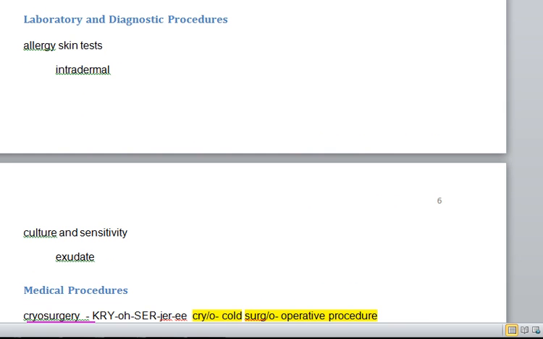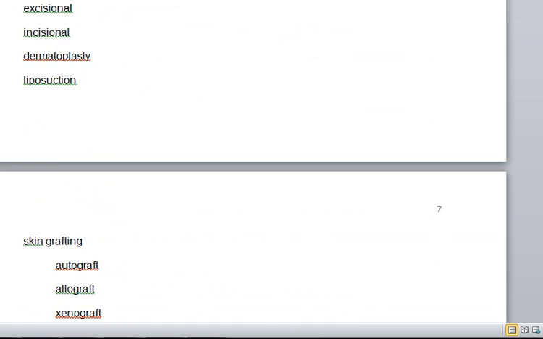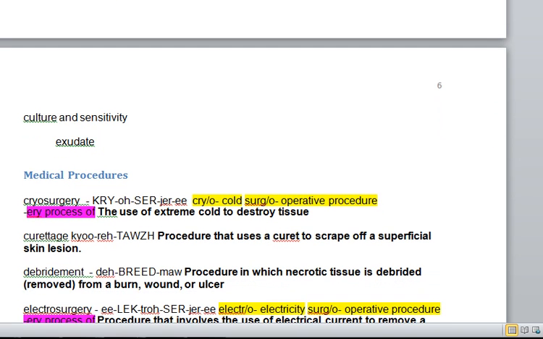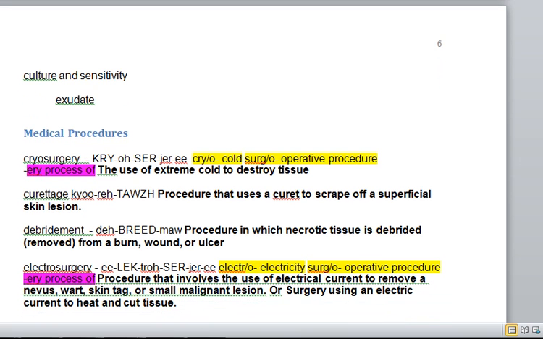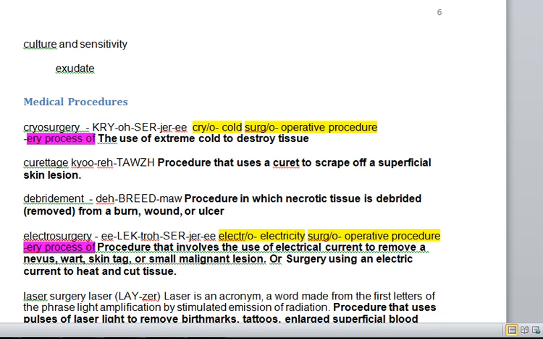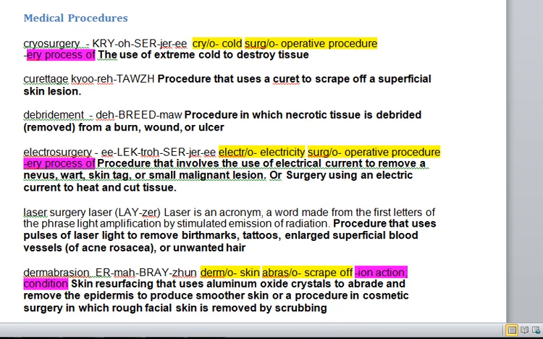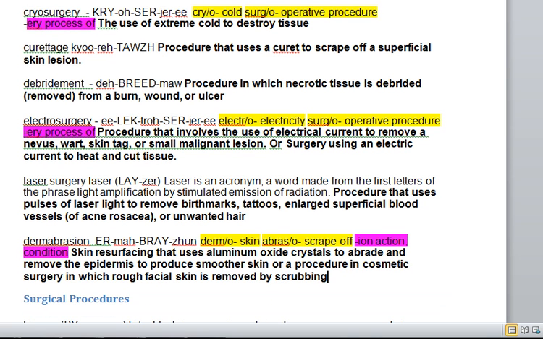So in the end, I've got: cryosurgery is a surgery that uses extreme cold to destroy tissue. Curettage is to scrape off superficial skin lesions. Debridement is a procedure of removing dead tissue from a burn, wound, or ulcer. Electrosurgery is a surgery using electric current to heat and cut tissue. Laser surgery is a procedure that uses the pulses of a laser light to remove tissue such as birthmarks, tattoos, enlarged superficial vessels, or unwanted hair. And dermabrasion is a cosmetic surgery in which rough facial skin is removed by scrubbing.